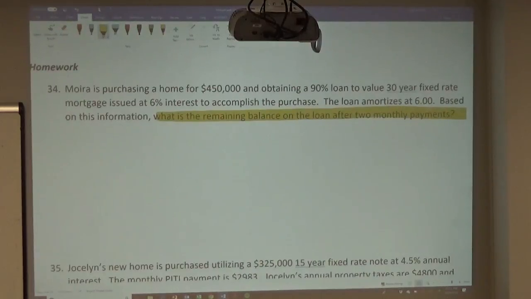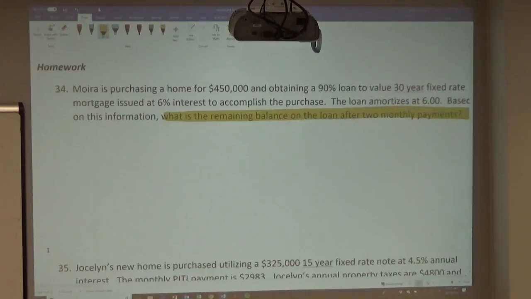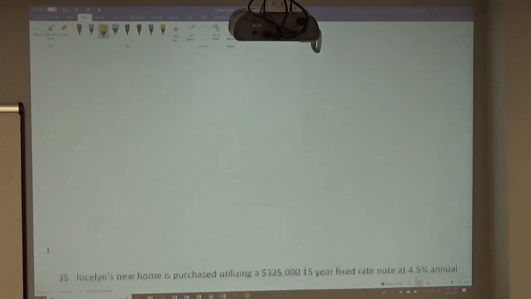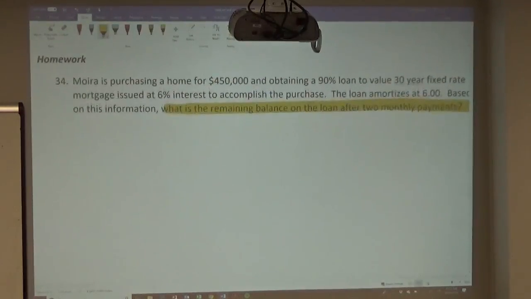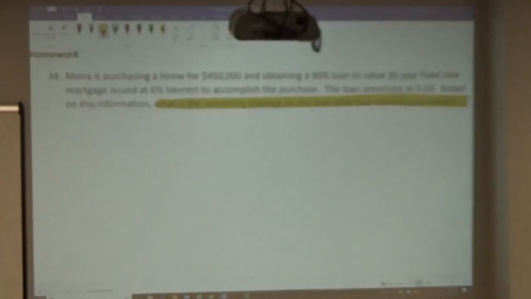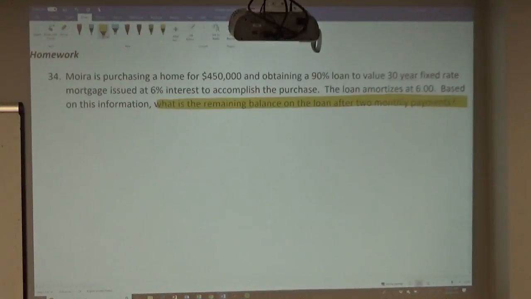You cannot read for detail the first time through. There's too much detail. You don't know what's important, what you need. So just glance through, browse through, get to the question. Now you can go back and read for more detail to try to figure out the best way to tackle this question. All right, so what's the remaining balance on the loan after 2 payments?